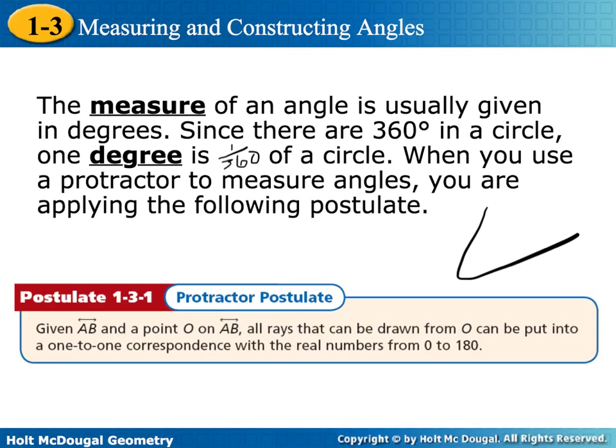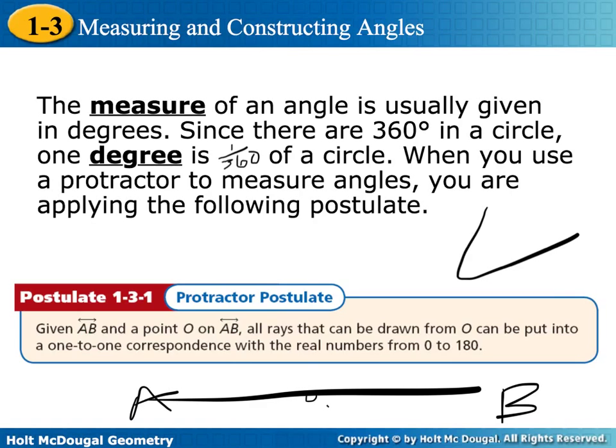So then our protractor postulate down here. Given that AB is a line and O is on AB, so let's draw kind of an example out. Here's AB, it's a line, and there's O, it's on it. All the rays that can be drawn from O, so this is a ray, this could be a ray, or this could be a ray, can be put into a 1-to-1 correspondence with the real numbers from 0 to 180. So in the next slide, you're going to see what a protractor looks like, and that'll make a little more sense, but that is the protractor postulate.